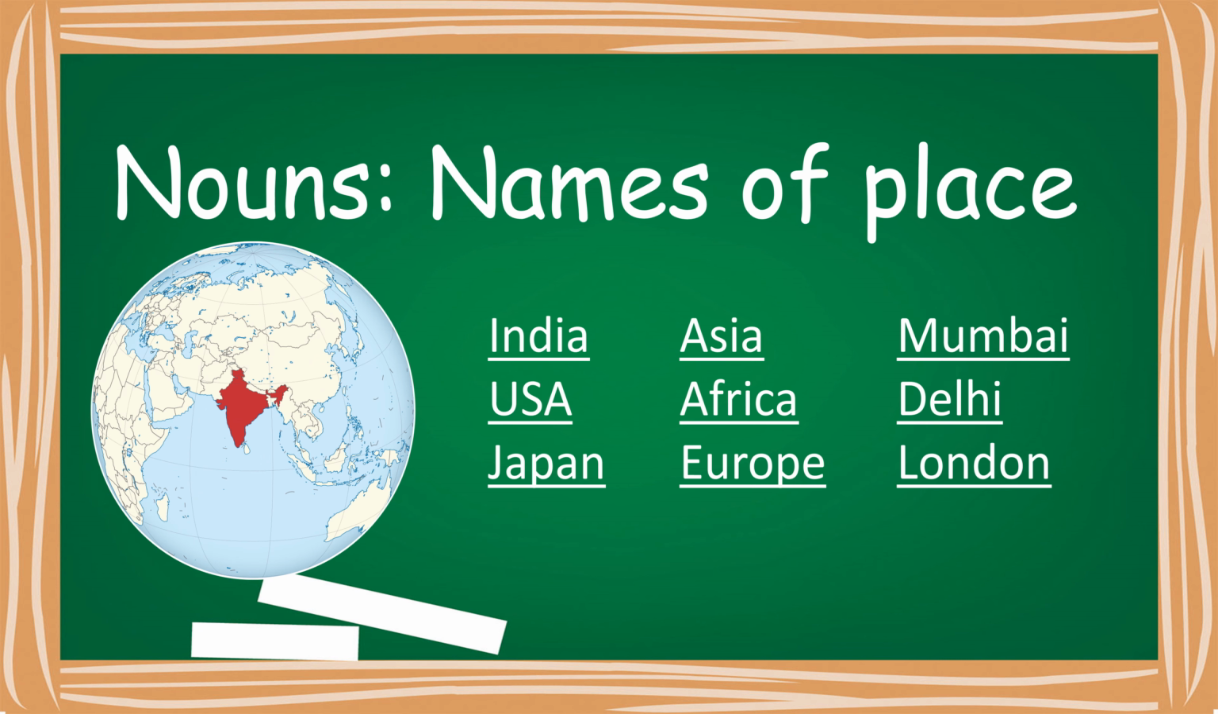Next is names of place. Places such as India, USA, Japan, all these are the countries' name. All these are nouns. Next is Asia, Africa, Europe. This is the names of the continent. So the continent's name also comes under the nouns. Next, the names of cities such as Mumbai, Delhi, London. All these comes under nouns.